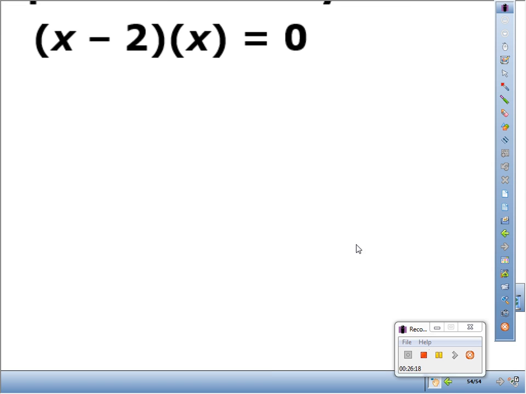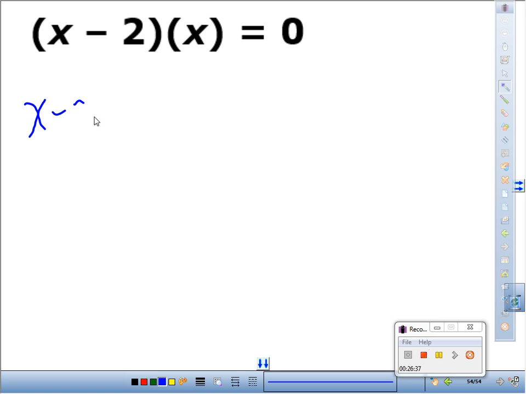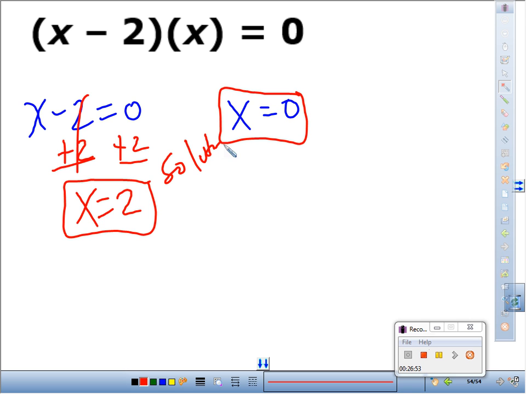It says x minus 2 times x equals 0. All right, Alan, pass it to someone. Haley, what do I do from there? X minus 2 equals 0. X equals 0. And then we solve for the variable. Plus 2, plus 2, x equals 2. So these are my what? My solutions. X-intercepts, zeros, roots.